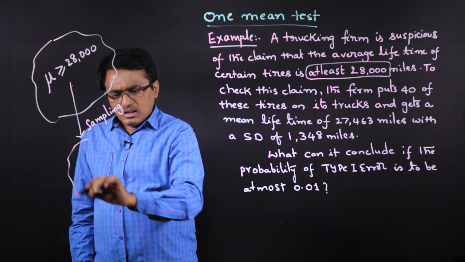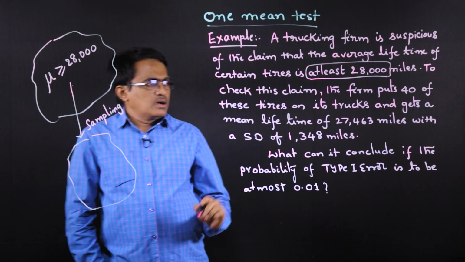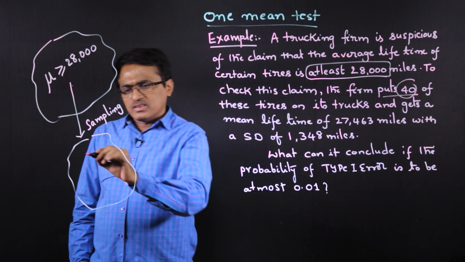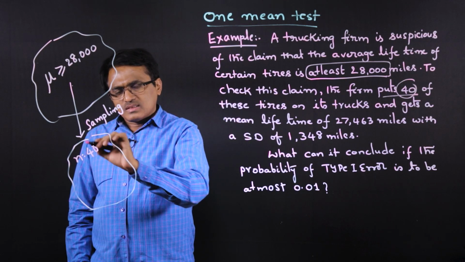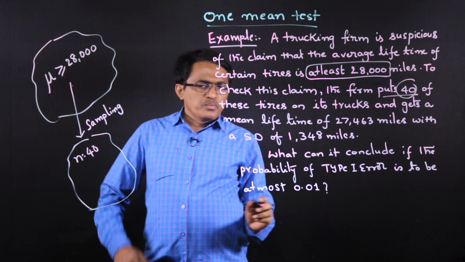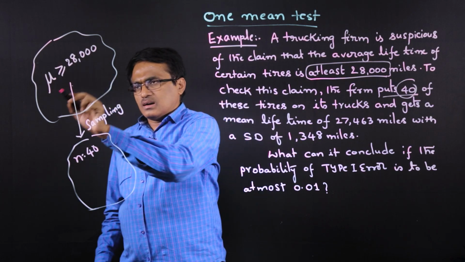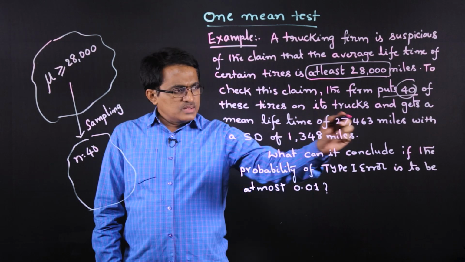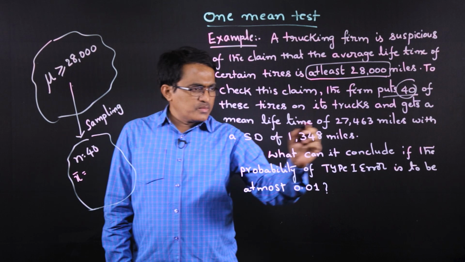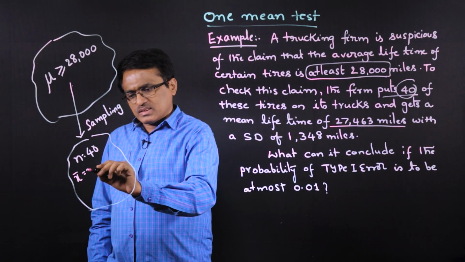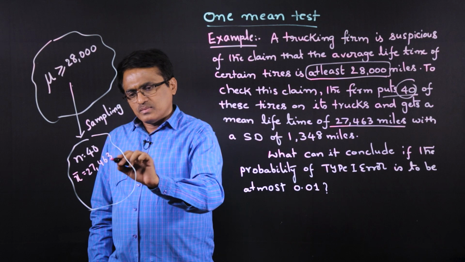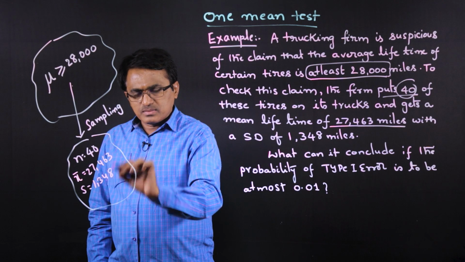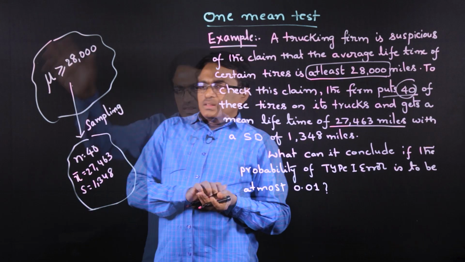To check this claim, they have taken a sample whose size is equal to 40. That is, a sample of size 40 is taken, and because this is a hypothesis related to mean, they calculated the mean of the sample. Here the mean lifetime of the sample is given, that is 27,463 miles, right? And also the corresponding standard deviation, that is 1,348 miles. Okay. So this is the scenario.